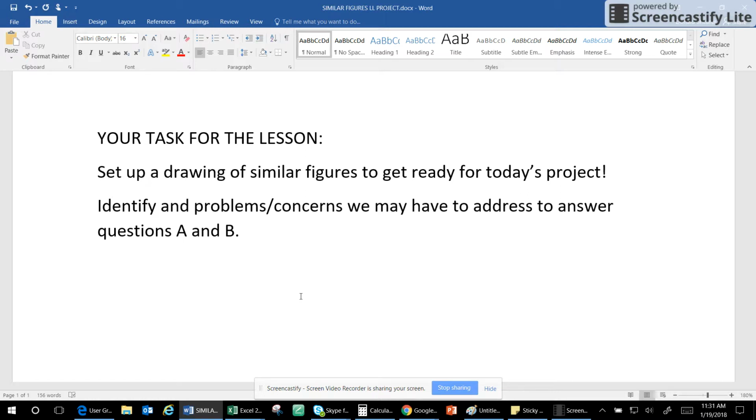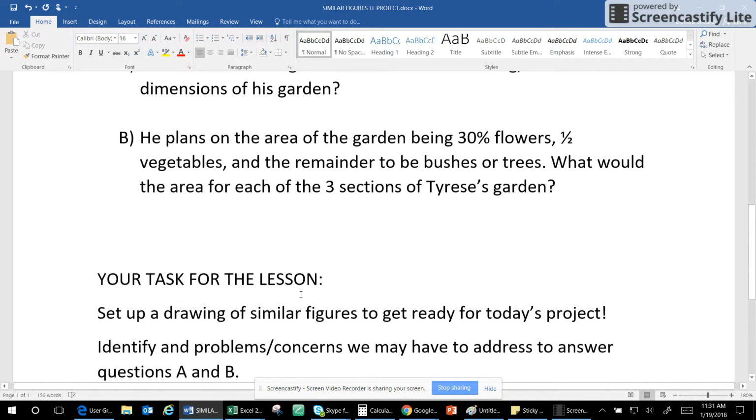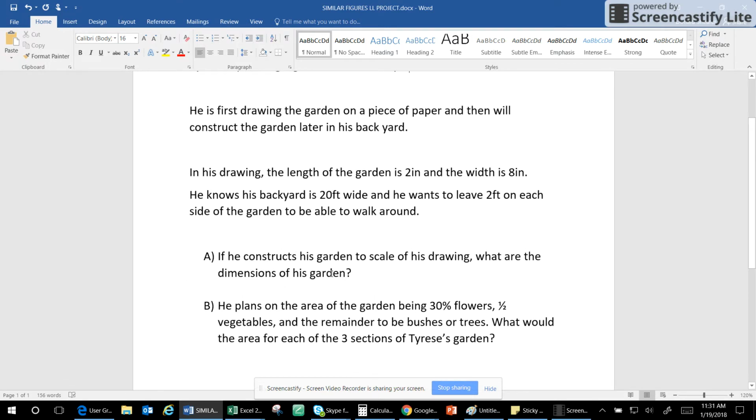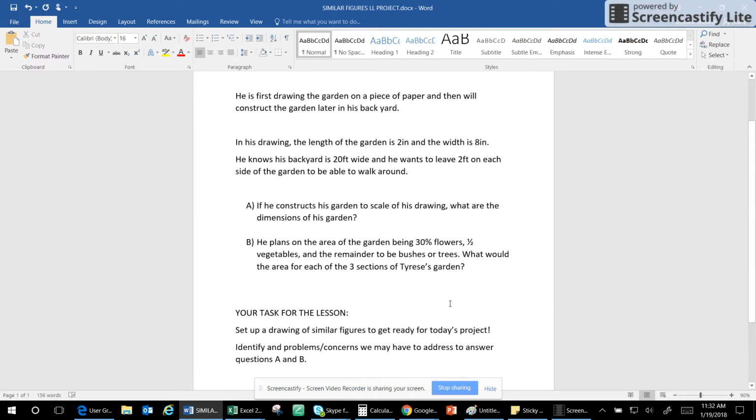Also, we want you to identify any problems or concerns we may have to address to answer questions A and B. Okay, so here's your problem for today. I zoomed out here so you could see it, and copy it, share it, do whatever you need to do. Keep the video up until you finish, and we will see you in the live lesson.